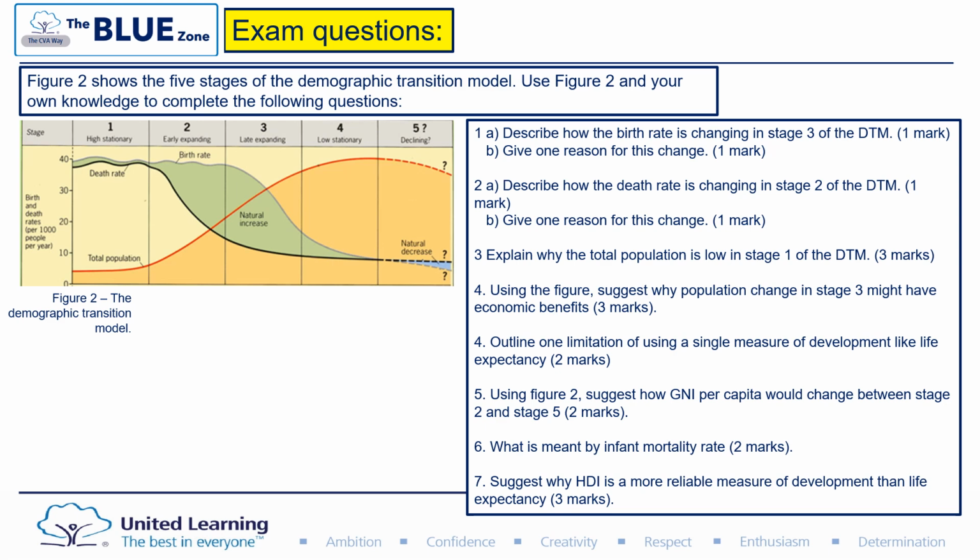Question 5, using figure 2, suggest how GNI per capita would change between stage 2 and 5. So how would wages change between 2 and 5? Question 6, what is meant by infant mortality rate? And question 7, suggest why HDI is a more reliable measure of development than life expectancy. Again, that links back to previous learnings.